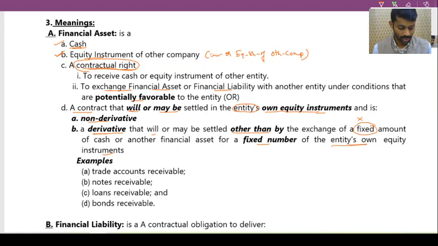Now, can you tell me what is actually meant by or another financial asset for a fixed number of the entity's own equity instrument? Anyone quickly? Yes, proceed, ma'am. Sometimes an entity may go for a call option to purchase its own equity shares at a future date. That is not allowed, no, ma'am. Buyback of shares. Actually, it's not right. Practically it might not be possible, but conceptually, no. Practically, which is not possible means the law also will not include that in a standard.